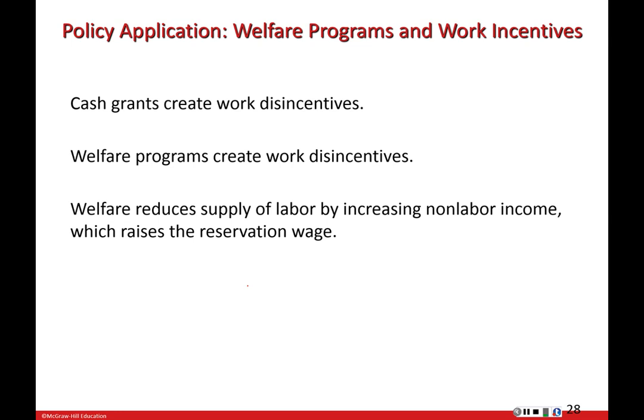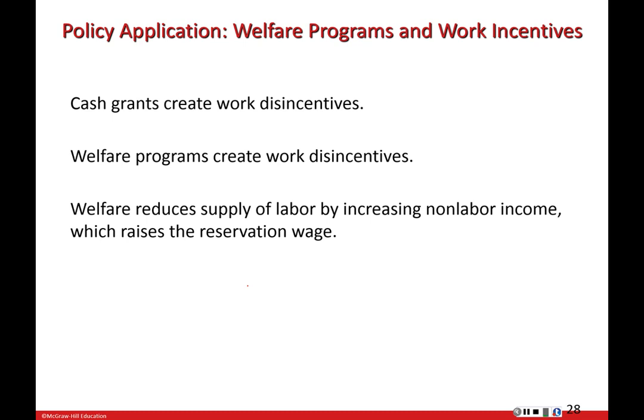In other words, what is the effect of US welfare programs on the work incentives of the program's recipients? The main points here are that cash grants create work disincentives, welfare programs create work disincentives, and welfare reduces the supply of labor by increasing non-labor income, which raises the reservation wage. We learnt in part 1 that the higher the non-labor income, the higher the worker's reservation wage, right? And welfare programs essentially deliver to workers a non-labor income, right?